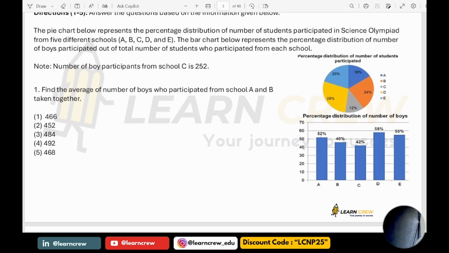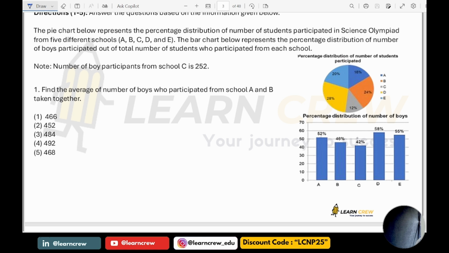Now the first 5 questions are based on a pie chart. The pie chart below represents the percentage distribution of the number of students who participated in Science Olympiad from 5 different schools A, B, C, D, E. The bar chart below represents the percentage distribution of the number of boys who participated out of the total number of students from each school. Percentage distribution of students participated is given, as well as percentage distribution of boys, and it is given that the number of boy participants from school C, 42%, is 252.